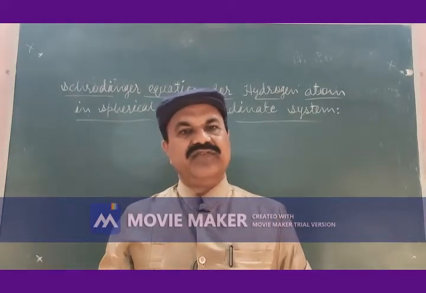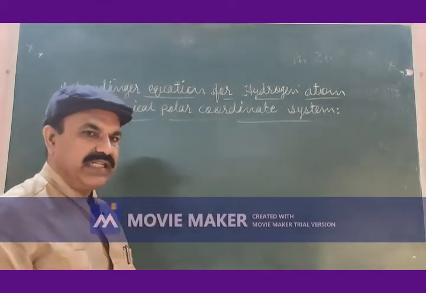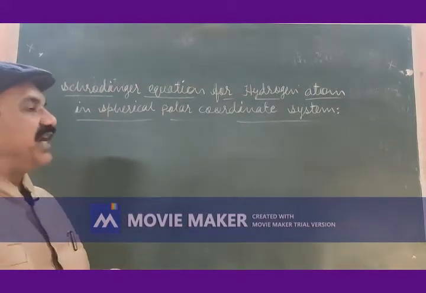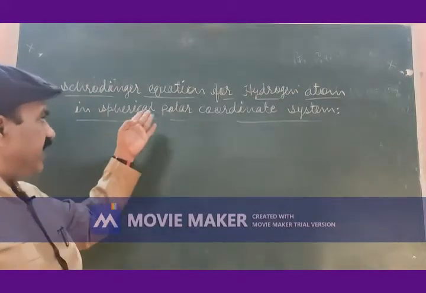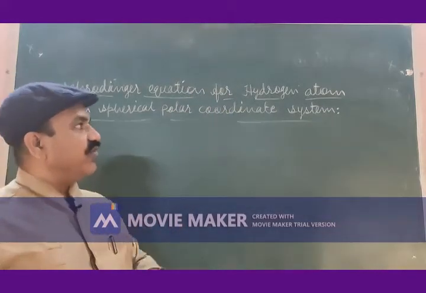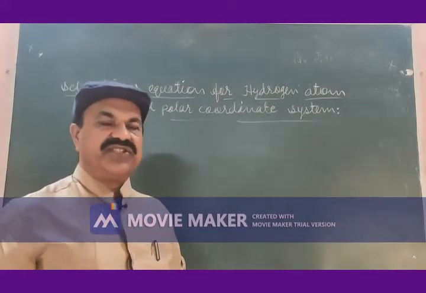Let us start with the first article of this chapter, hydrogen atom. And the first article of this chapter is Schrödinger equation for hydrogen atom in spherical polar coordinate system.